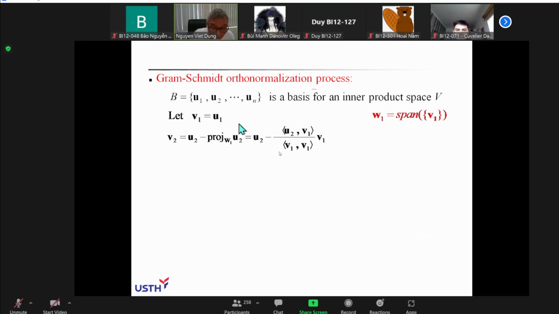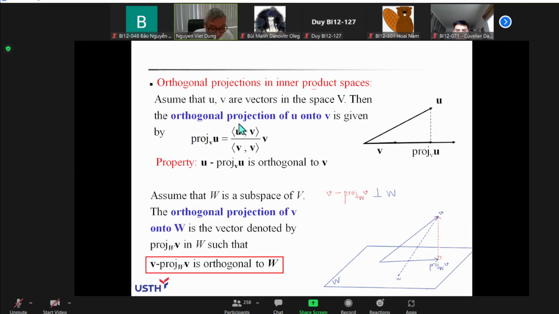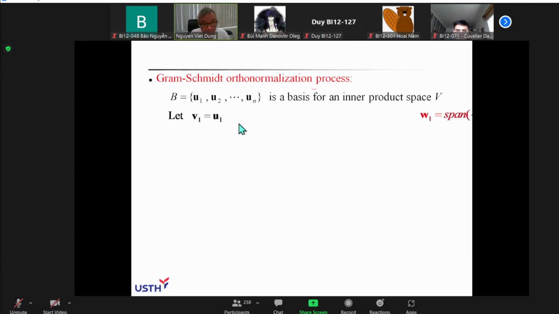And if you remember, V minus projection of V on W is always orthogonal to W. So because of that, please remember that formula in the red frame. Then obviously v2 will be orthogonal to W1, and W1 is spanned by v1. It means that v2 is orthogonal to v1.